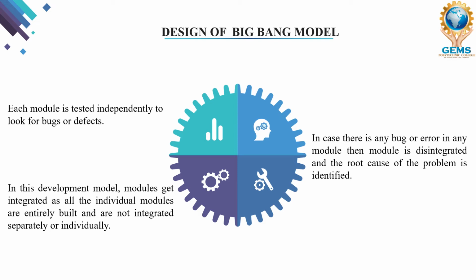So the third point says that when we have any error or any issue, then we can easily resolve it. How? Because modules can be disintegrated and we are able to find the root cause of the problems easily. So these are the three important points we have to consider when we are going to develop or design the project under the Big Bang model.